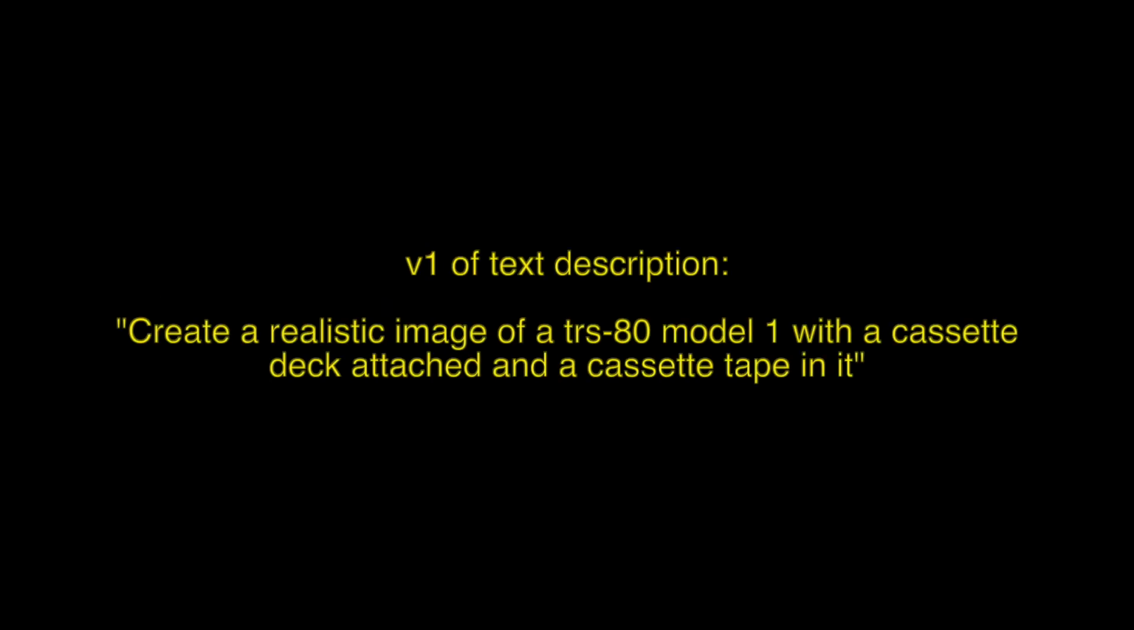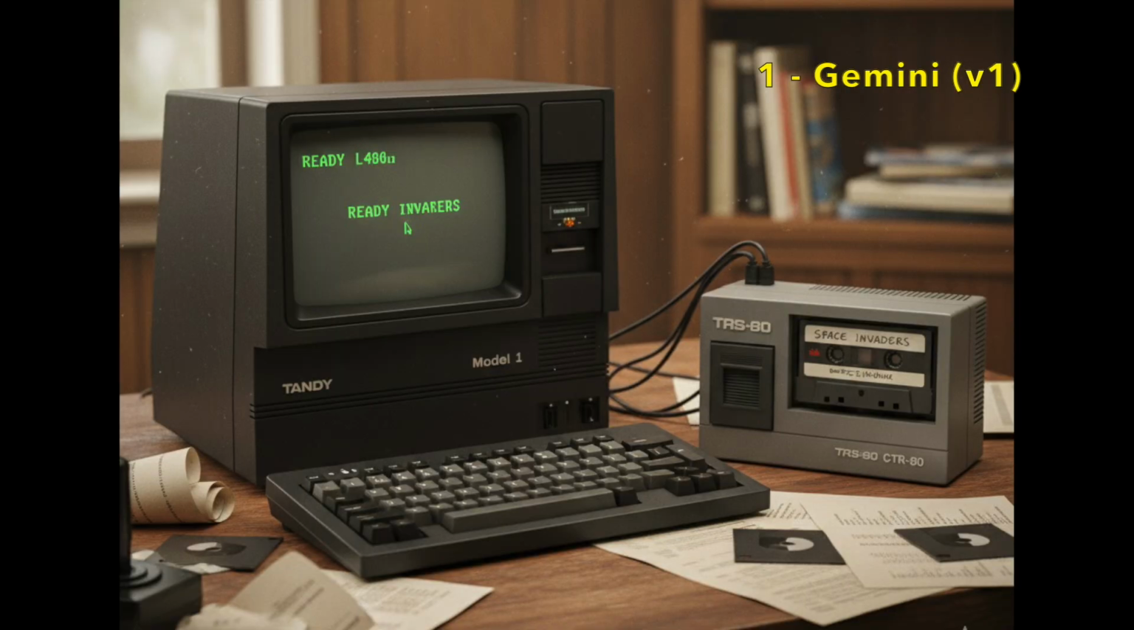So I started off with a very simple description. Create a realistic image of a TRS-80 Model 1 with a cassette deck attached and a cassette tape in it. This is what I'm calling version 1 of my text description. So this is what Gemini created, which is a really interesting take. You can see that it kind of tried, but it gave a separate keyboard, computers in the monitor, which it is not, and the cassette deck is something I've never seen in my life.